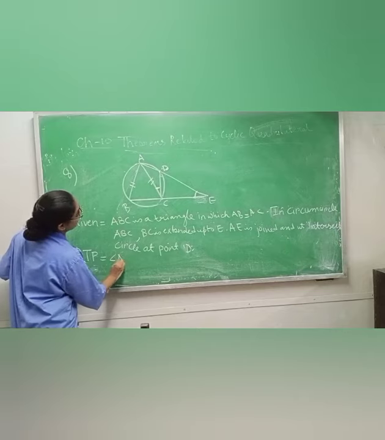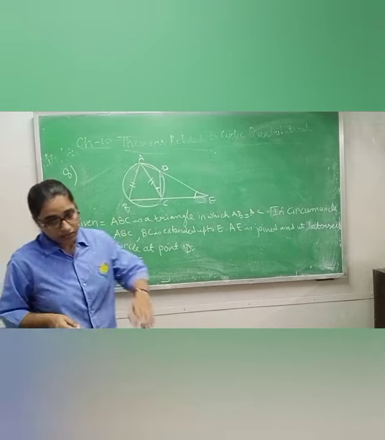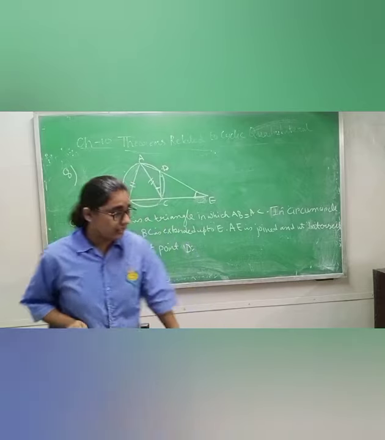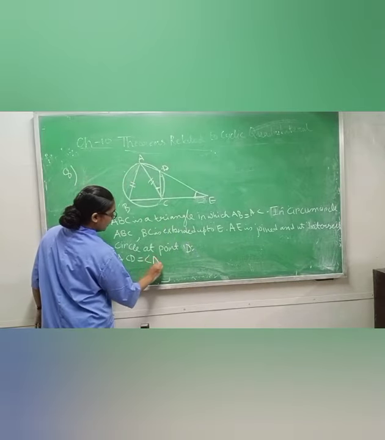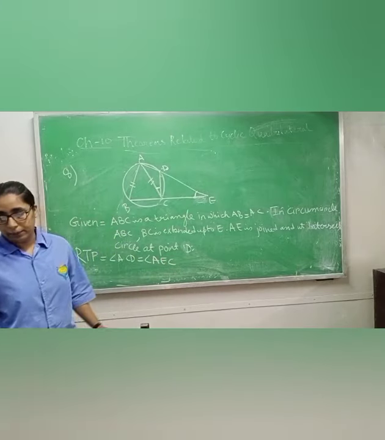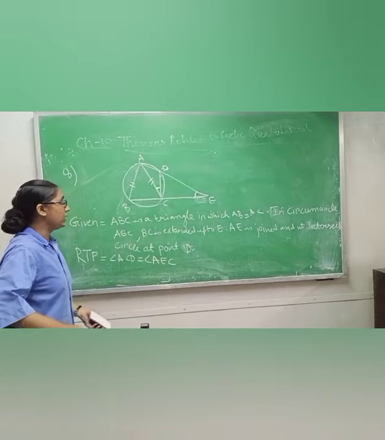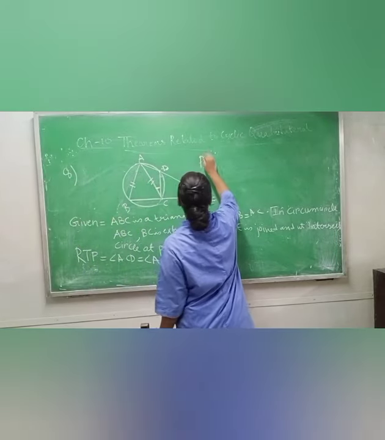Now RTP, what you have to write, it is given already. You have to prove angle ACD is equal to angle AEC. There is no construction in this one. Okay, complete this one up to here. After that, I am starting the proving part. Okay, I am starting from here.